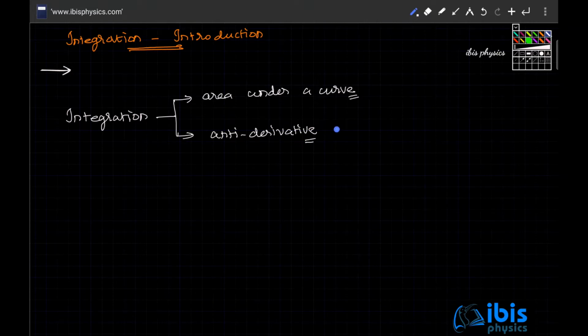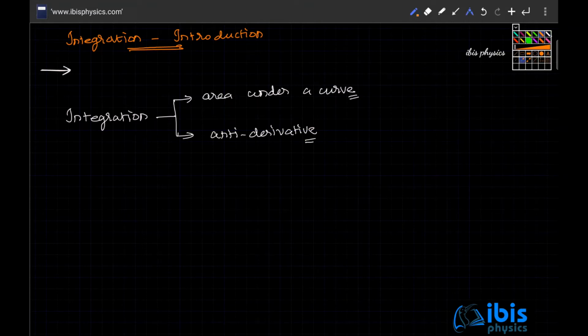Antiderivative, in the sense, is something like this. For every mathematical operation, there is an inverse operation. For example, addition, the inverse is subtraction; multiplication, the inverse is division. In the same fashion, for derivative, that is antiderivative. So the inverse of derivative is antiderivative, and that is called integration. So let's look into the first thing: what is area under the curve?